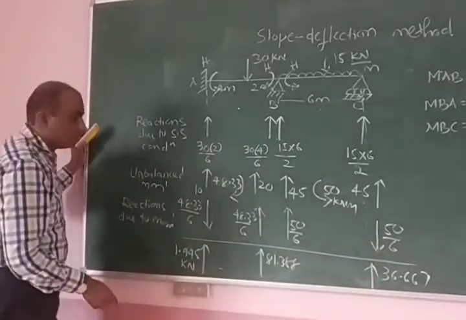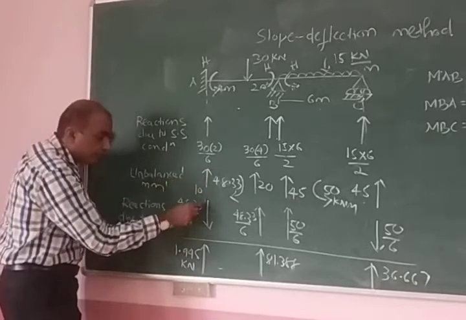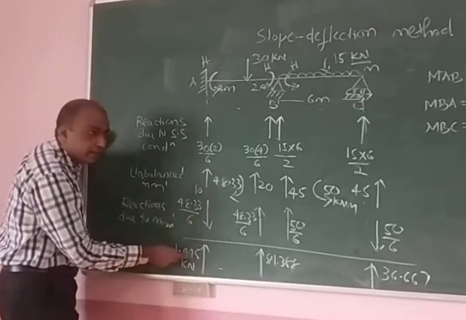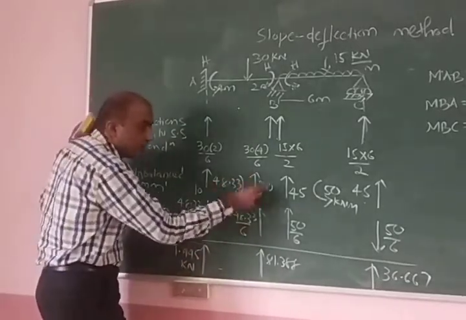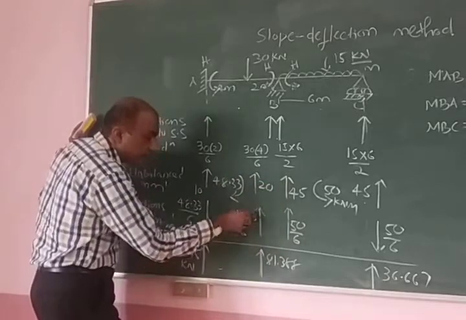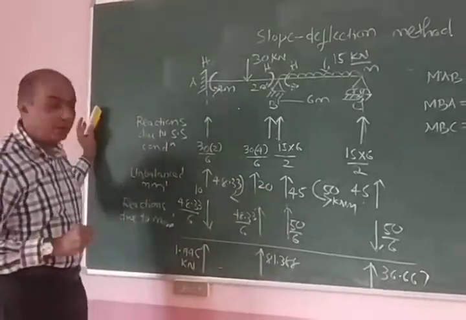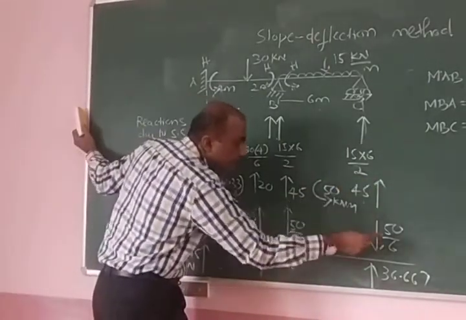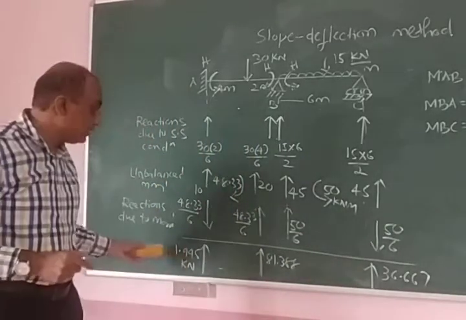So you add this. What you have to add? 10 and this. 10 is acting upward, 48.33 is acting downward. So the algebraic sum comes to 1.945. Now come here, add this: 20 plus 45 plus 48.33 upon 6 plus 50 by 6, it becomes 81.388. Then 45 minus 50 by 6 plus 36.667. So these are the three reactions.